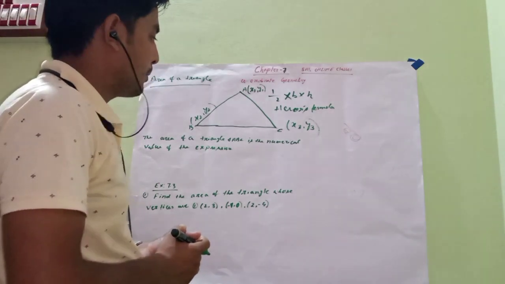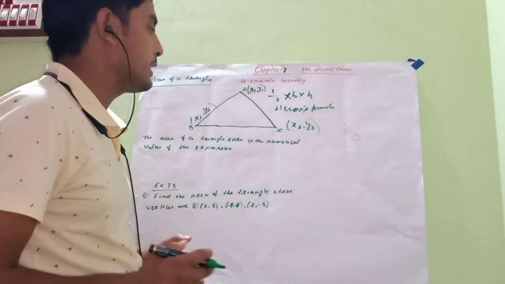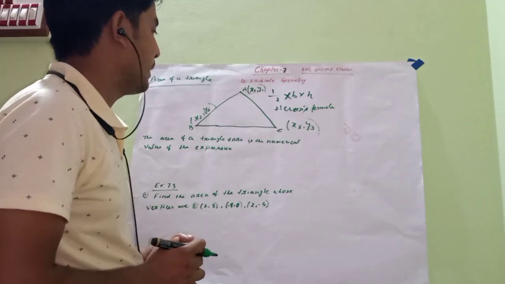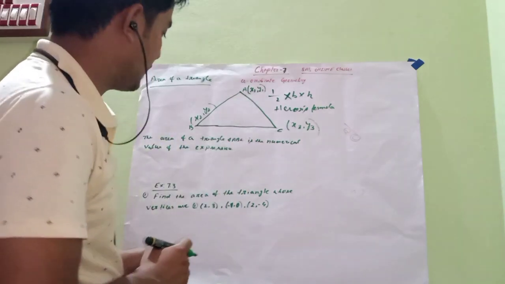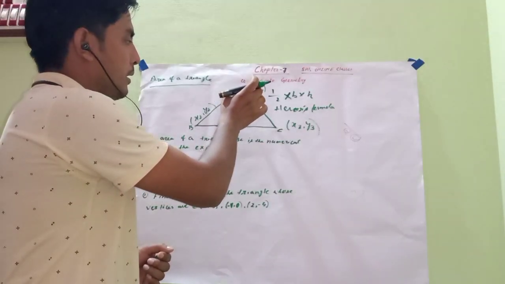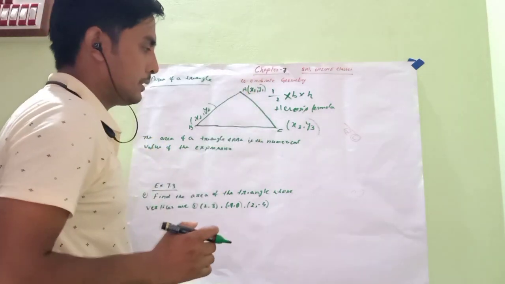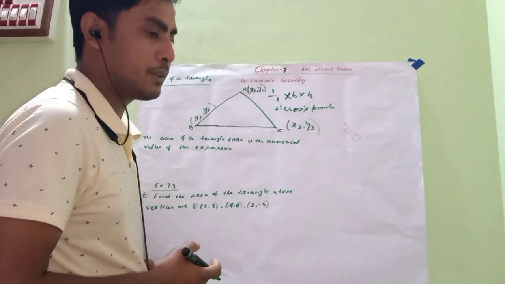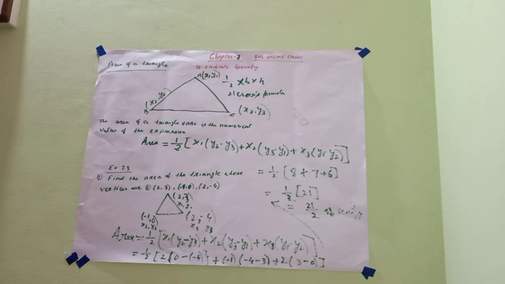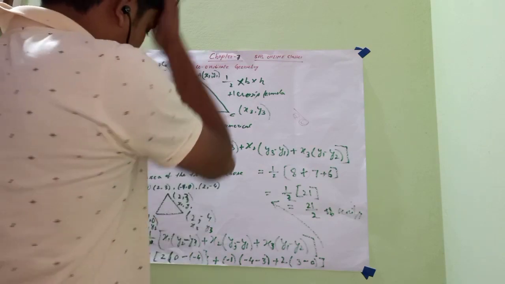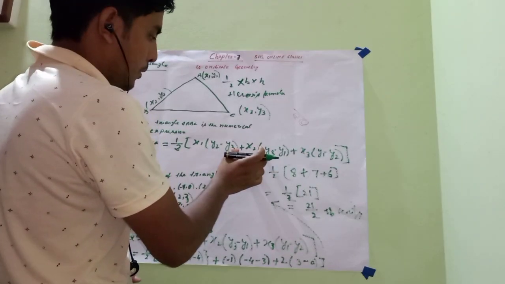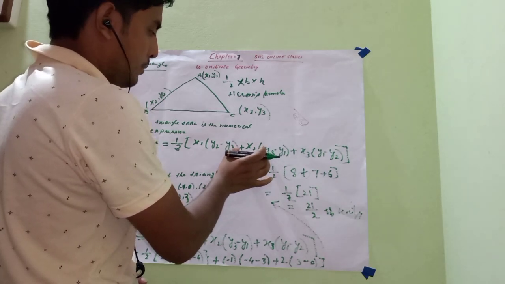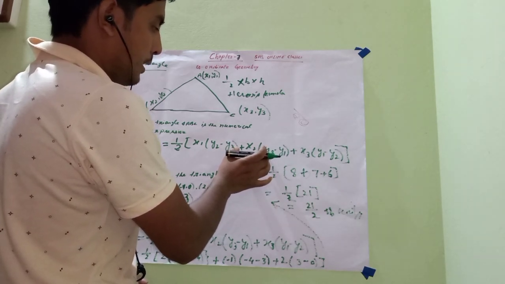But no need to take tension, because in coordinate geometry you will have a formula to find the area of this triangle. How to get this formula is given in your textbook, in some very easy steps. You can understand easily. In case you have a doubt, you can ask me.